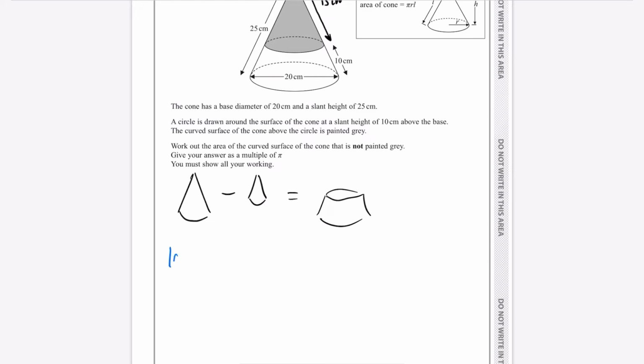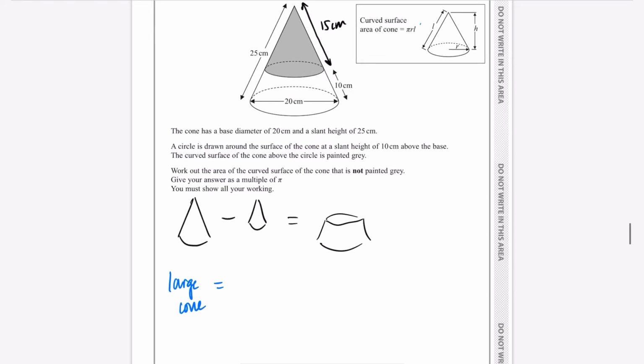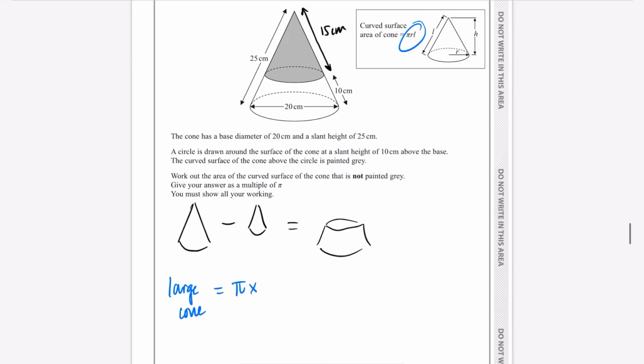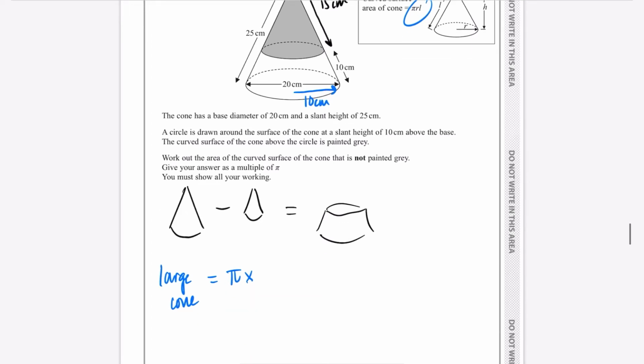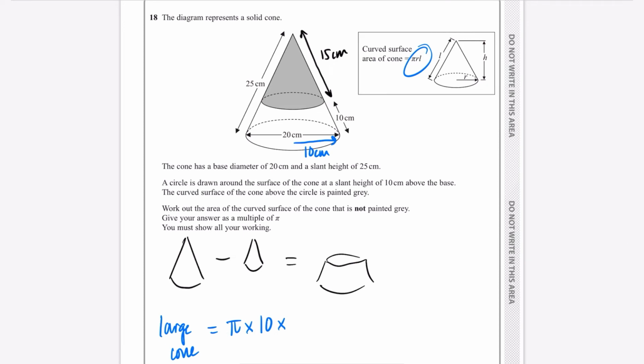So the large cone is going to be this formula. It says pi RL, so pi multiplied by the radius. This is the diameter of the circle. So for the large cone, I think it's pretty obvious that the radius is 10 centimeters. So we're going to do pi times 10 times L, and it's the large cone we're talking about, so it's this 25 that we've got here. Don't need a calculator because it wants it in terms of pi. That's 250 pi.